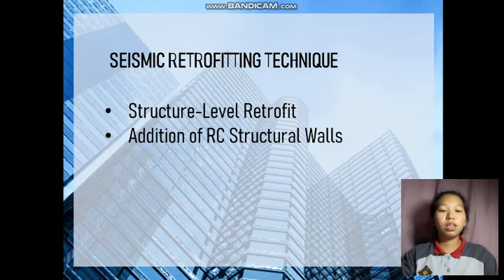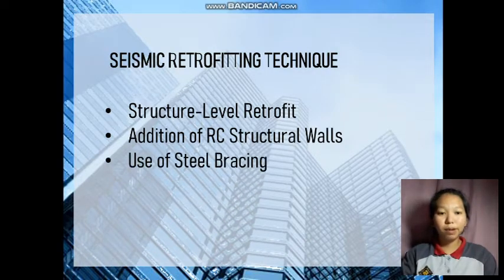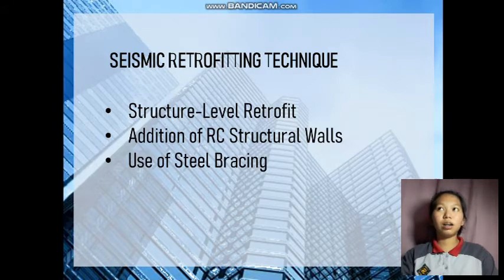Then the next one is the use of steel bracing. Concentric or centric bracing schemes can be used in the selected bays of a reinforced concrete frame to increase the lateral resistance of the structure. The advantage of this method is that an intervention of the foundation may not be required because steel bracings are usually installed between existing members.